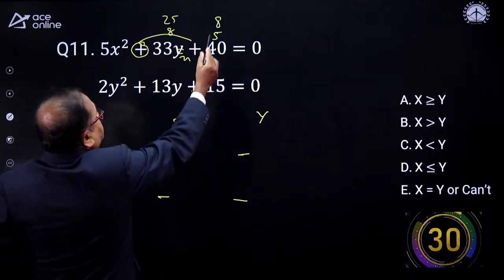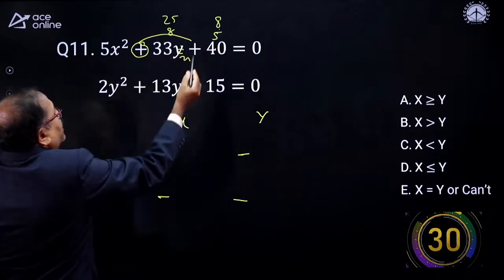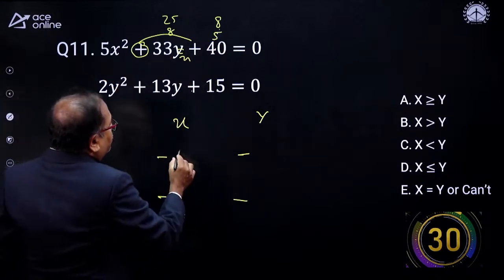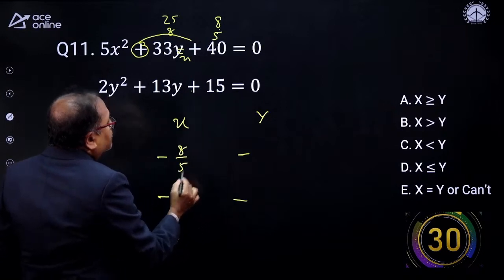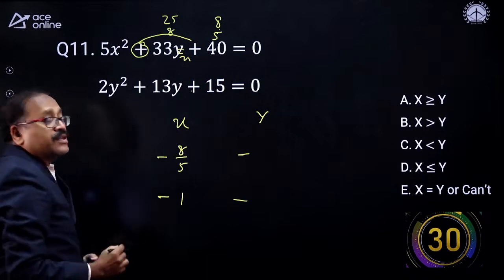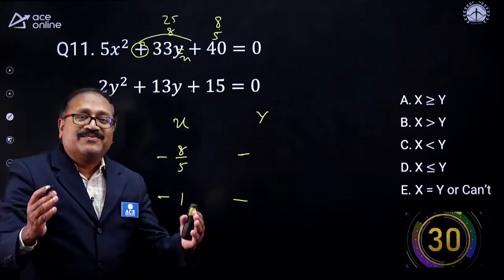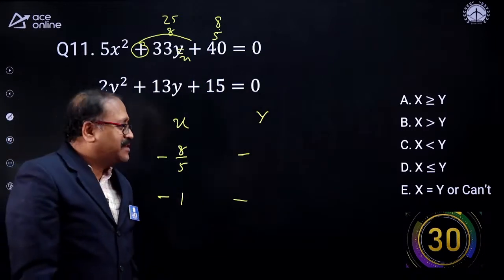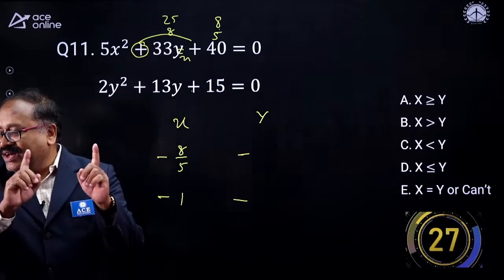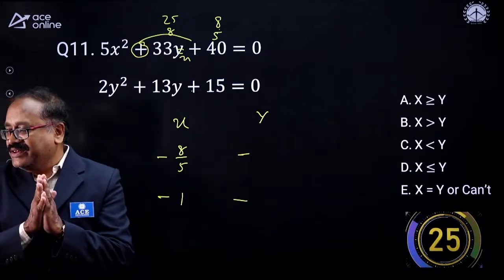So 8 divided by 5. You can write 8 by 5, let it be 8 by 5. And the second one, 5 by 5, is nothing but 1. Find out the y value. Fix the answer, my young friends. And we are here with you. One hour we will discuss together.